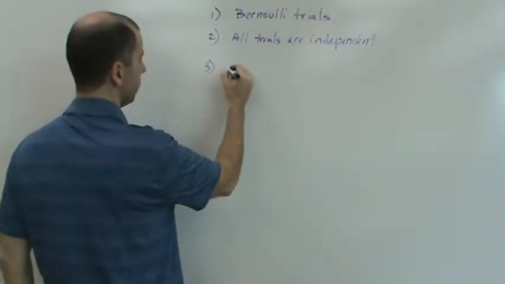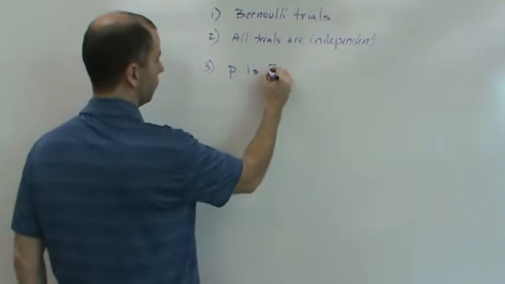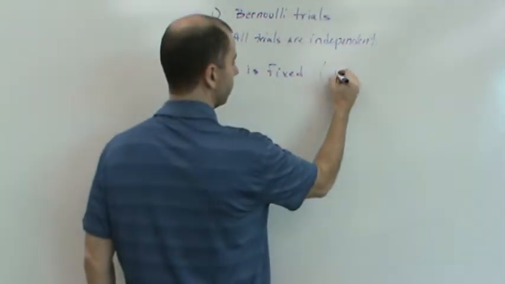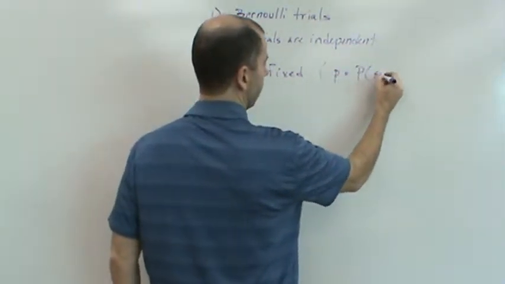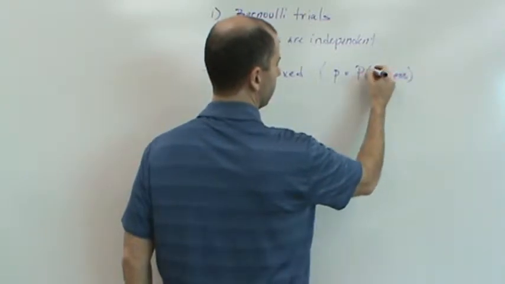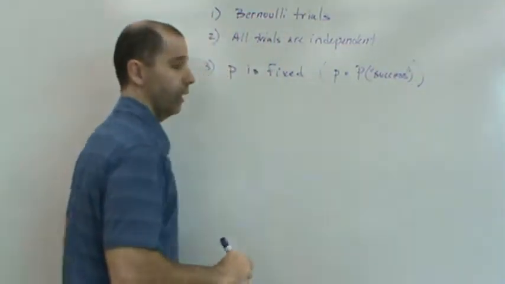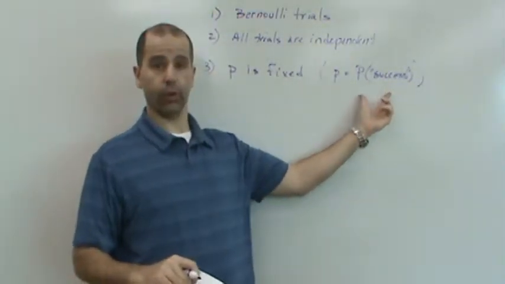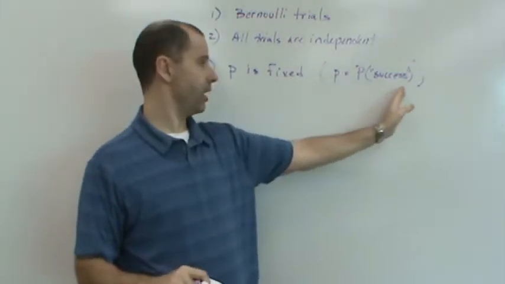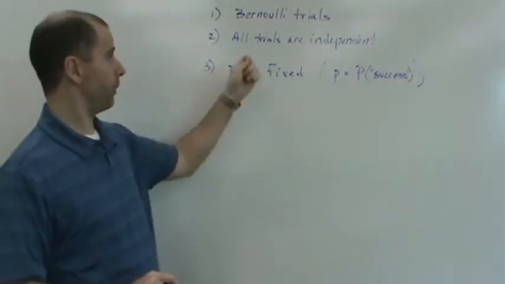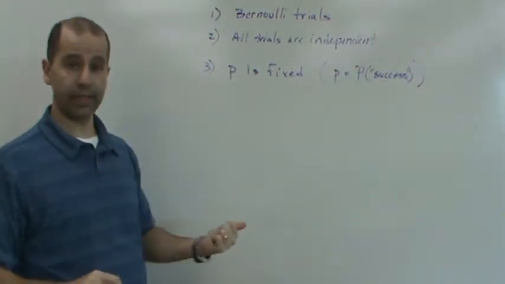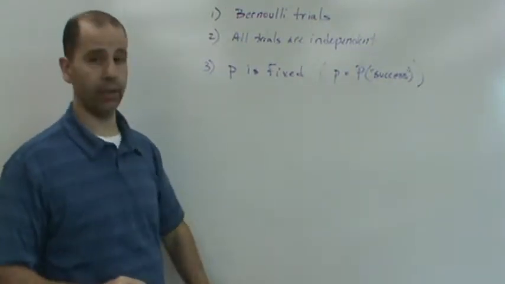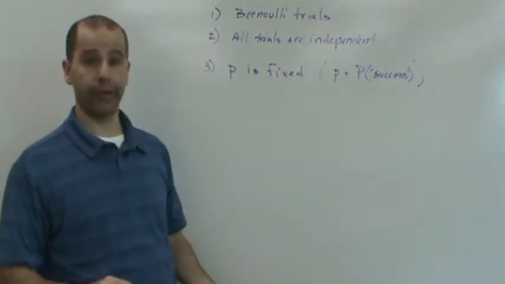And three, the probability of success P is fixed, right? So remember, P equals the probability of a success on each trial. That's going to be given to you, or you have a way of figuring this out, but that's the probability of success. If I'm talking about a Bernoulli trial, then either I'm going to have a success or a failure. And P is the probability of success. And what we're saying is the probability of a success is the same for each trial.